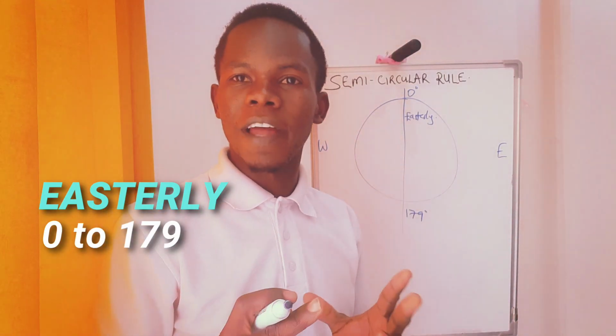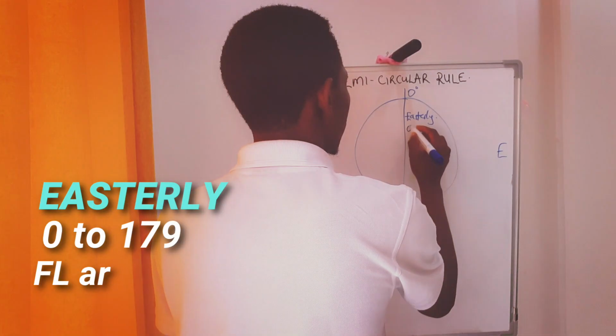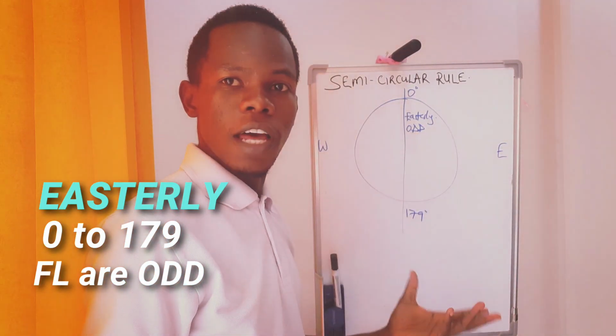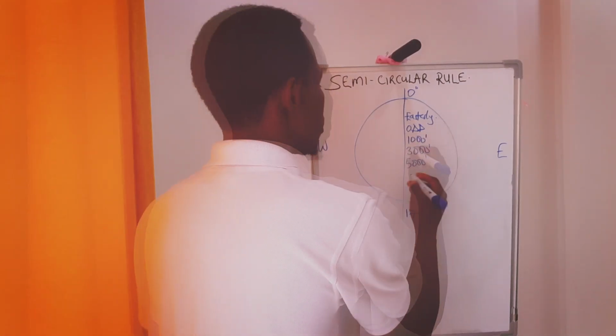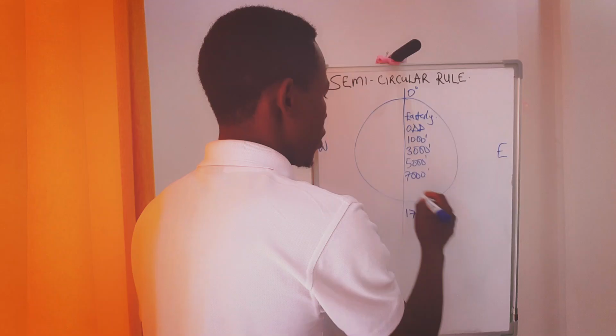And therefore, your flight level will be an odd number. What are the examples of these? We have 1,000 feet, 7,000 feet, 9,000.